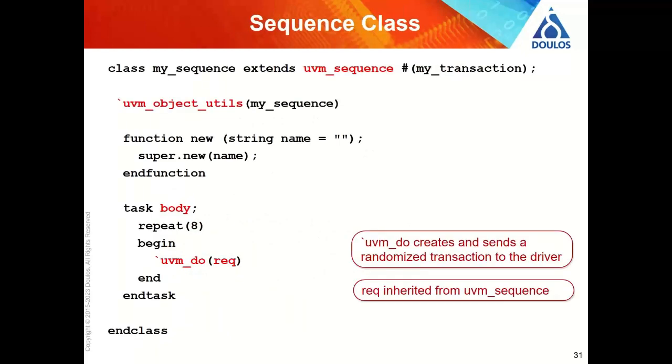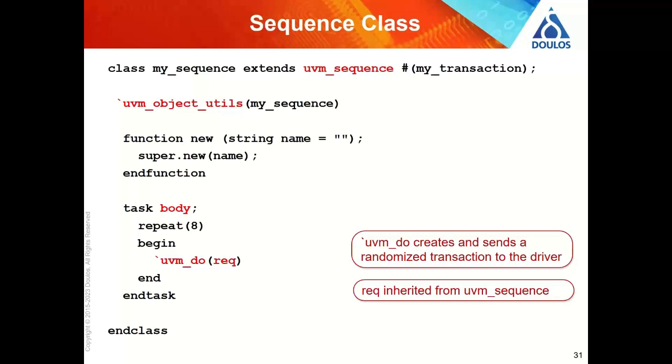Now, to create random stimulus, we need a sequence. So we've got a sequence item, but we need a sequence that's going to generate multiple sequence items. So for that, we've got my sequence, which extends UVM sequence, and we need to specify the parameter, what type of sequence item it is going to generate.